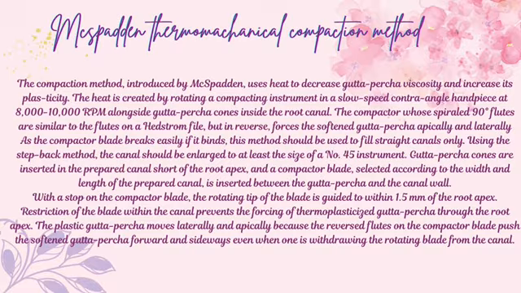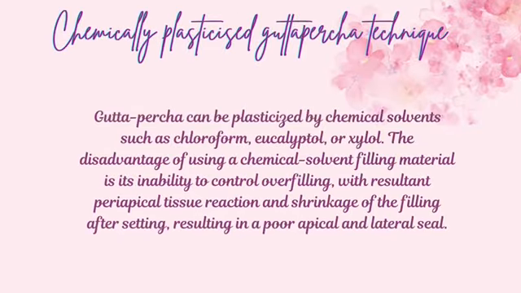Until the stop on the compactor blade, the rotating tip of the blade is guided to within 1.5 mm of the root apex. Restriction of the blade within the canal prevents the forcing of thermoplasticized gutta percha through the root apex. The plasticized gutta percha moves laterally and apically because of the reversed flutes on the compactor blade, pushing the softened gutta percha forward and sideways even when withdrawing the rotating blade from the canal.